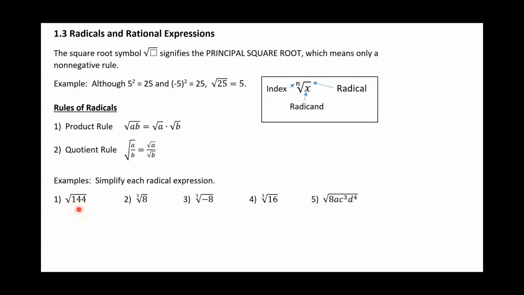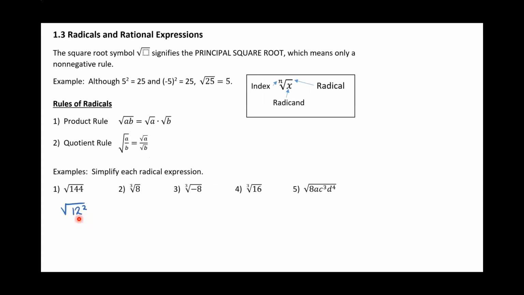For the first one, we've got the square root of 144. So here's the idea behind a radical. What I'm looking for is I want to try and rewrite 144 as some value squared. The reason for that is that a square root and a square are going to undo each other. They're going to cancel each other out. So that square root and square cancel each other out and just leave me with 12.